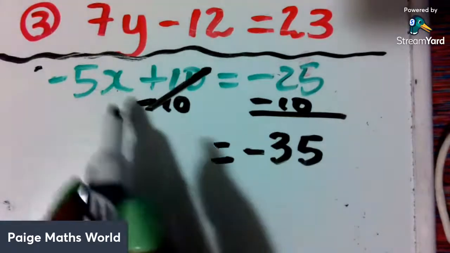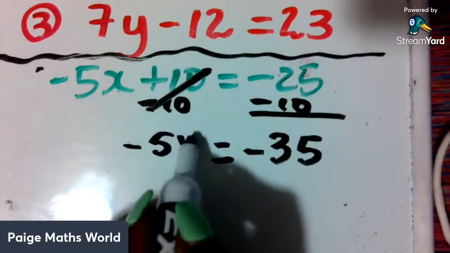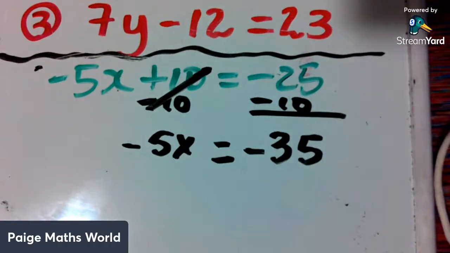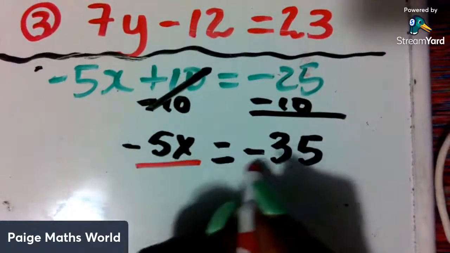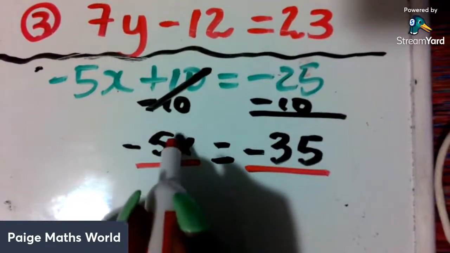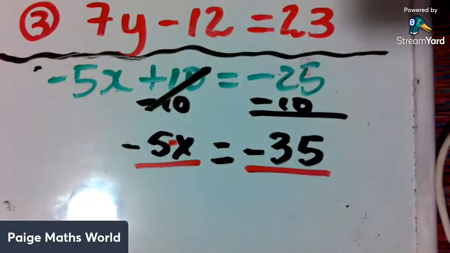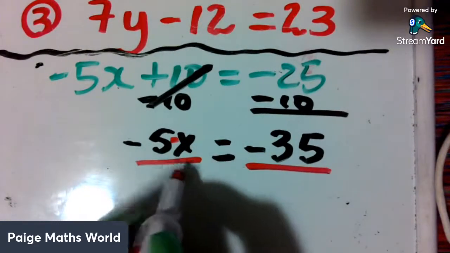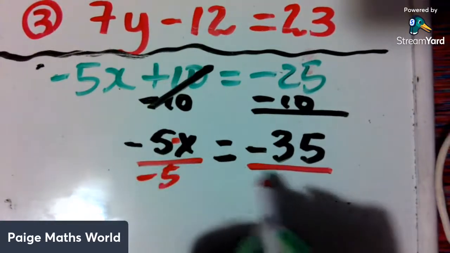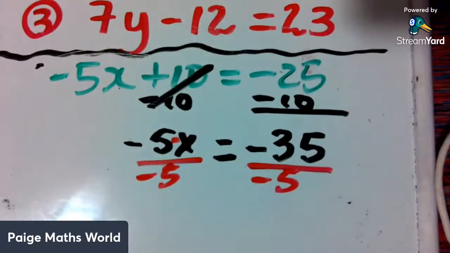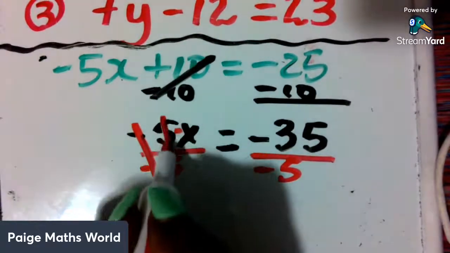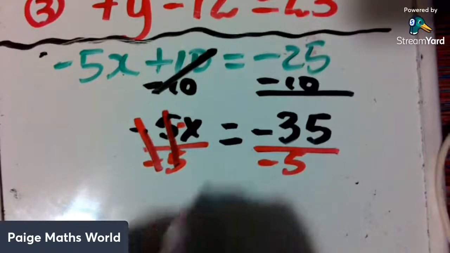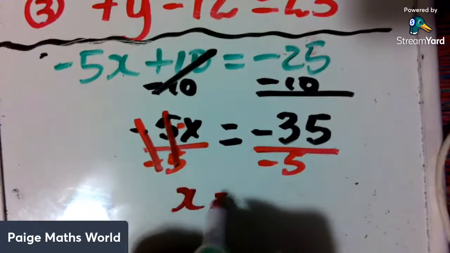And remember, what is left here is negative 5x. What do I do at this point? At this point, we're going to be dividing, right? Why are we dividing? Because you're multiplying the x by negative 5. We need to get rid of this negative 5. So we're going to be dividing by negative 5 on both sides. And now we have the negatives canceling. We have our 5's canceling. And so what is remaining is our x, right?